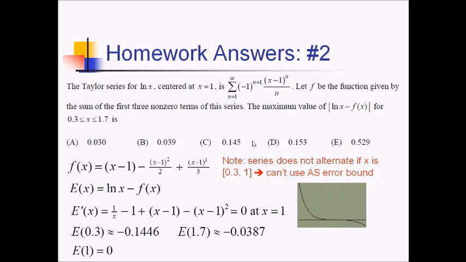And they've rounded off to 3 decimals. So if we're trying to bound the error, we're going to round up automatically on that third decimal. So we're going to say that error is going to be less than 0.145, which is going to give us answer choice C.